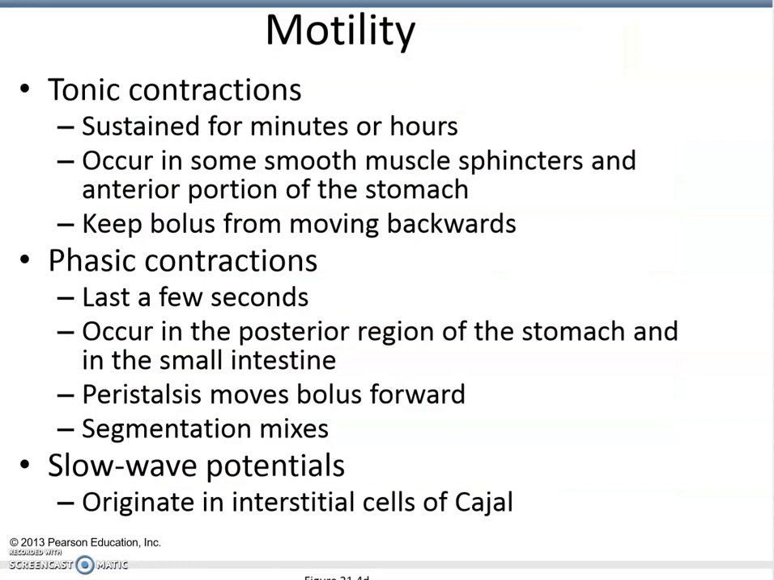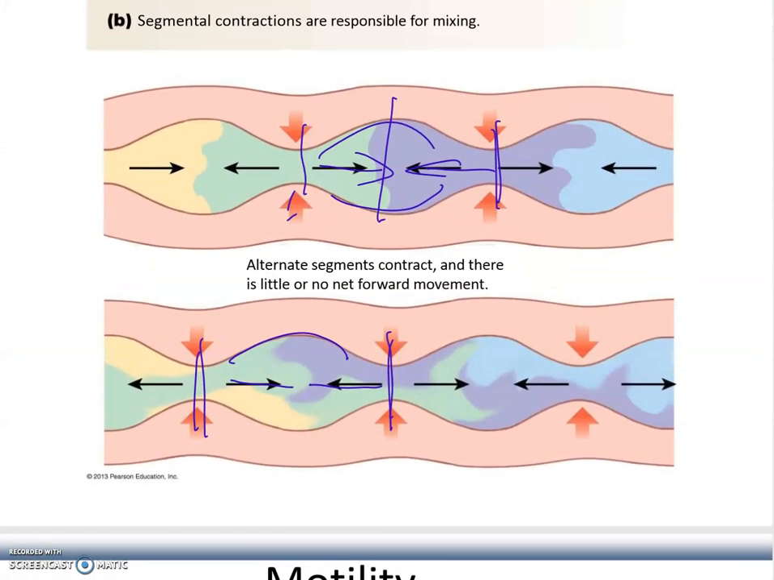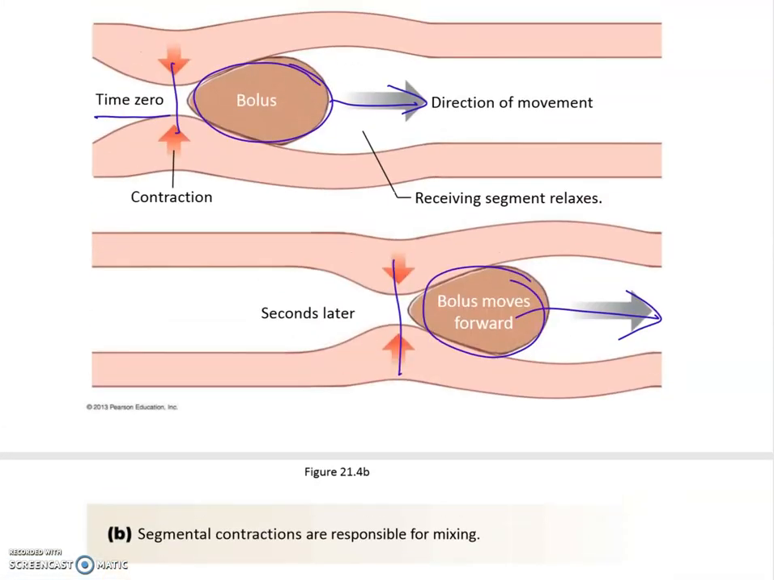Throughout the gastrointestinal tract, you have this motility, and that's provided by the smooth muscle contractions. So you can have tonic contractions. They're kind of sustained contractions on the order of minutes or hours, and they keep the bolus from moving backwards. So you're moving forward in the gastrointestinal tract. Then we have phasic contractions. They're much shorter, only a few seconds, and that is used for peristalsis, to move the bolus of food forward. It also helps with segmentation mixes. So what I showed you in the previous 2 slides, that was due to phasic contractions right here, this one and this one.